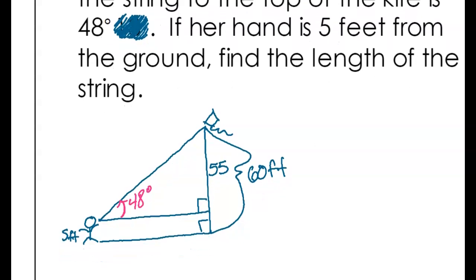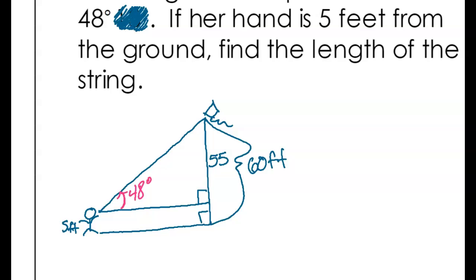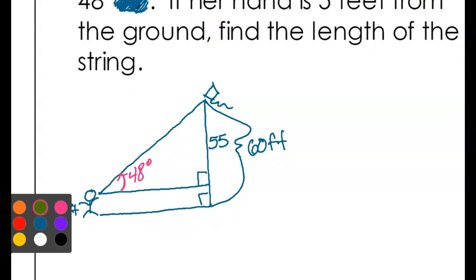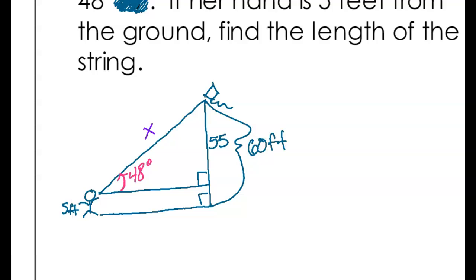So now, what does it want us to know? The length of the string. So where's my x go? Yes, it's on the hypotenuse. So that is the length of the string. Now we have an angle, and we know one of the sides of a right triangle, and we're trying to find the second. We can't use Pythagorean theorem because we're missing two sides on a right triangle. So we know we have to use trig here.